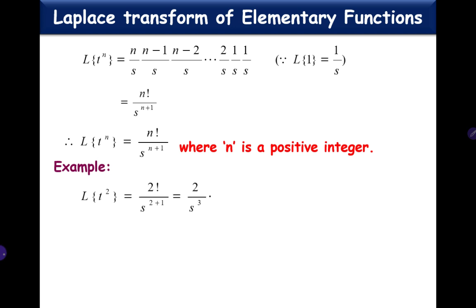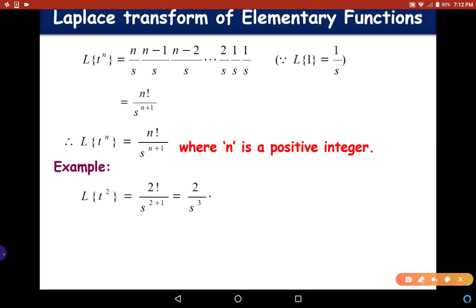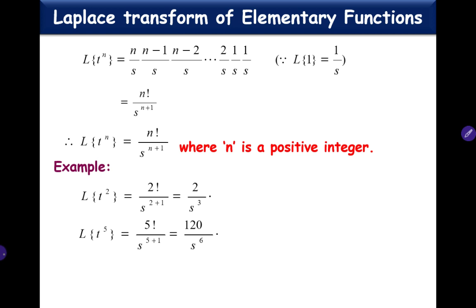If for example, we take n is equal to 2, so L of t square, in place of n, we are just taking 2. So L of t square gives 2 factorial by s power 2 plus 1, that is 2 by s cube. We just replaced n with 2, that's all. Similarly, L of t power 5 is 5 factorial by s power 5 plus 1. 5 factorial is 120 by s power 5 plus 1 is s power 6.